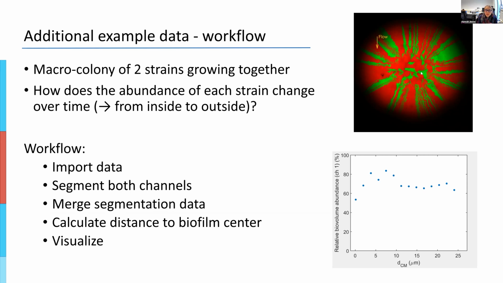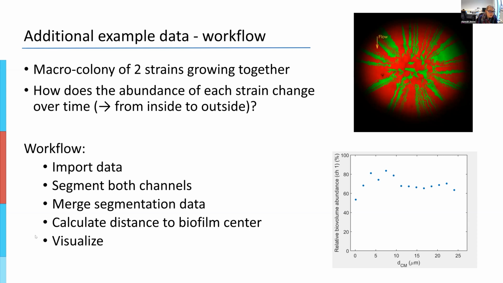So what we want to look at is how these strains grow together over time. We want to know how the abundance of the strains has changed over time. And the way that we do this is, like I said, over time, to us means distance to the biofilm center. And the abundance is something that we can measure in BiofilmQ. So in the end, the plot that we want to get out will look somewhat like this one here, where we have the relative abundance of cells fluorescent in channel 1, which would be the red one in this case, over the distance to the biofilm center.